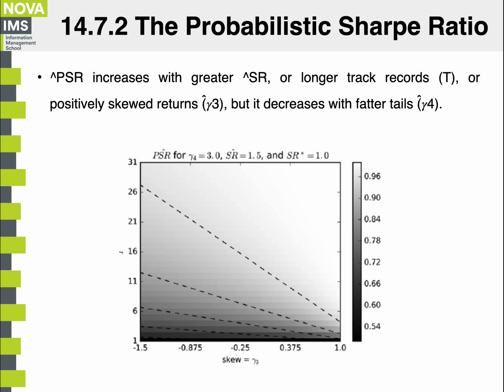In this image, we can see the PSR increases with a greater Sharpe ratio, or longer track records, T, or positively skewed returns, and decreases with fatter tails.